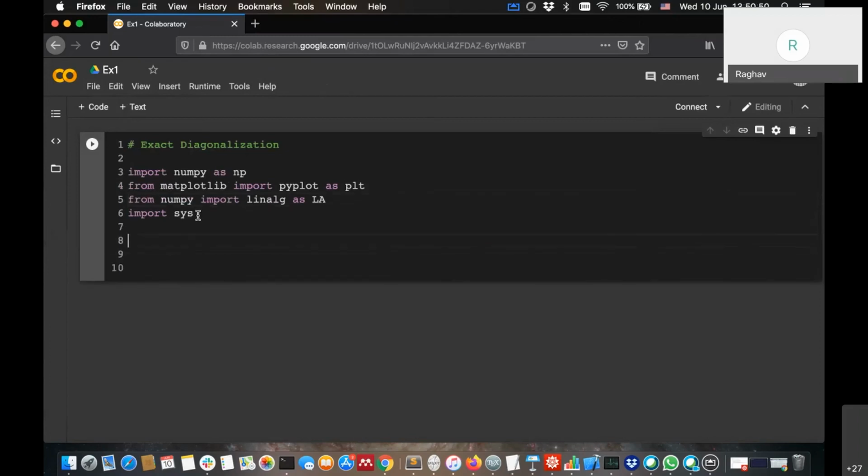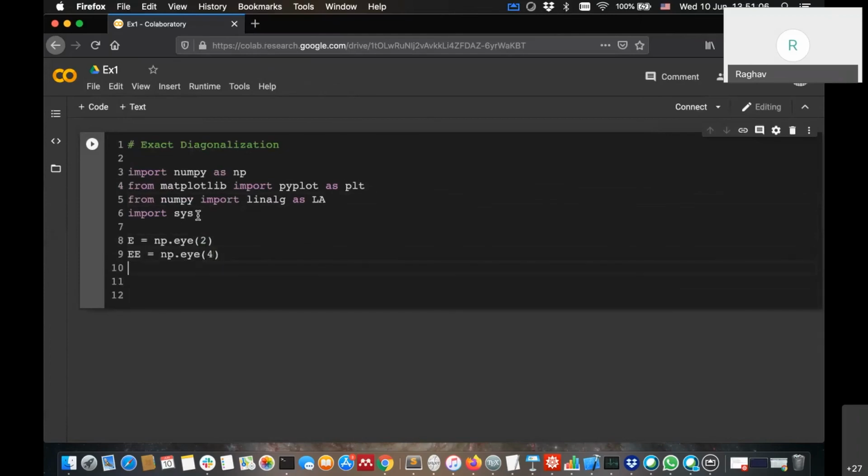So after calling these initial things which we need, let's just define some more useful stuff which we will require. So E is just an identity matrix, a 2 by 2 identity matrix. Double E is an identity matrix of size 4 by 4, as we'll see later on.